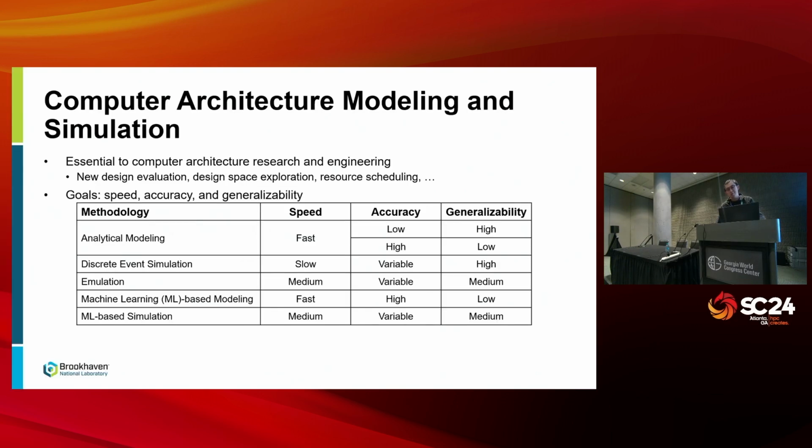So, a little bit of background about computer architecture modeling and simulation. It's essential in computer architecture research and engineering. We need performance modeling when we design, for example, new CPUs. Also, for example, when we want to do design space exploration to explore different choices. In many cases, we need a performance model.